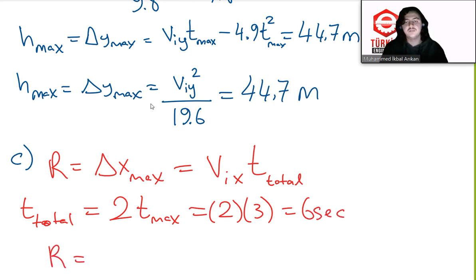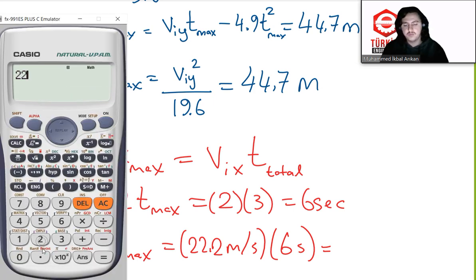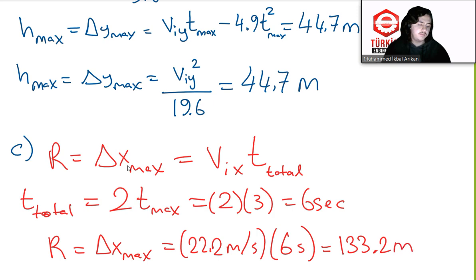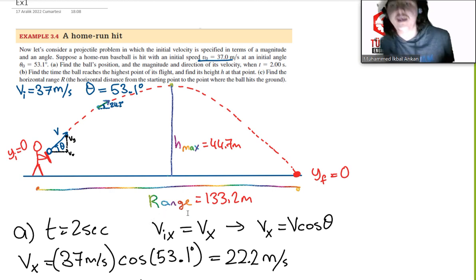So the range will be our maximum displacement in the x direction, which is 22.2 meters per second, and I know the time, which is 6 seconds. So seconds will cancel each other, and I will get the solution. So put 22.2 multiplied by 6, you will get 133.2 meters. So you calculated this one, range, and this one. Okay, so actually the question is over now. We will move to the next question.